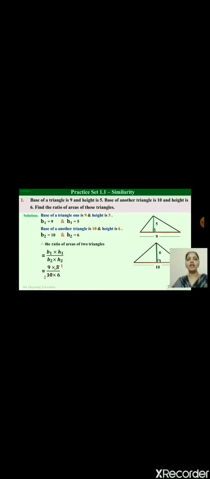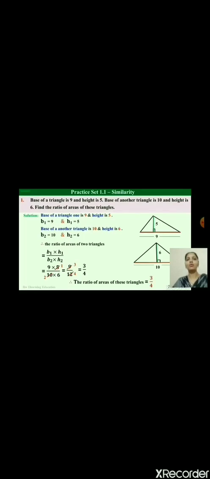5 and 10 we can divide. So you will get here 9 upon 12. Now 9 upon 12 are again divisible by 3. So you will get here 3 upon 4. So the ratio of areas of these triangles is equal to 3 upon 4. That is the final answer.